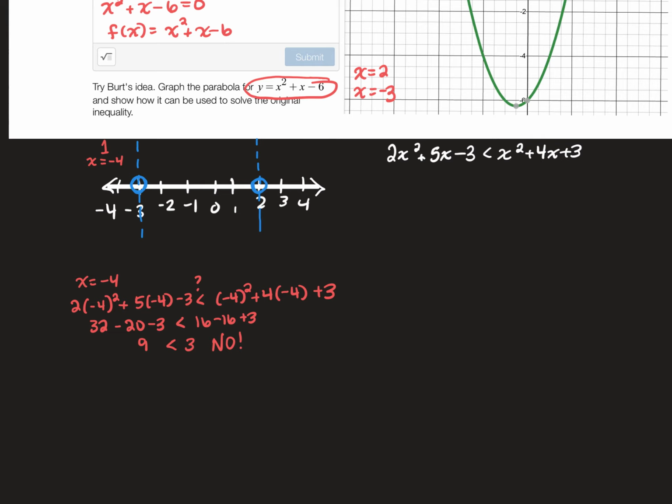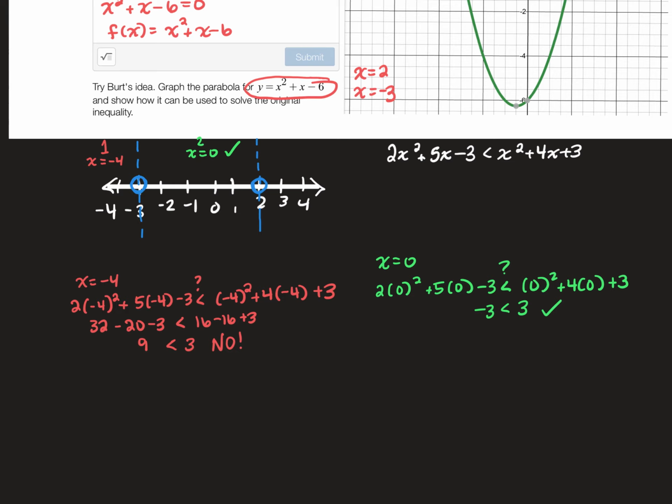Okay, so let's pick a point in between negative 3 and 2. So in region 2, I'm going to pick the point x equals 0. So if I plug in 0 now, I'm going to get 2 times 0 squared plus 5 times 0 minus 3, and then 0 squared plus 4 times 0 plus 3. This one's a little bit easier. We're just trying to see if this is true. So we get negative 3 is less than positive 3. That is true. So I know that this region works.